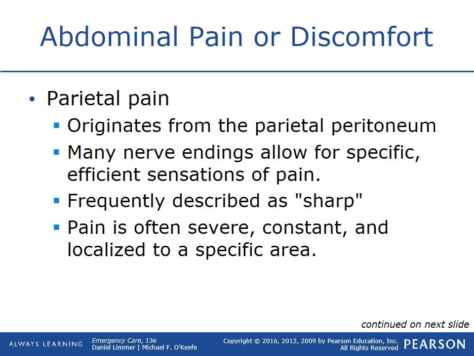The parietal pain originates from the parietal abdominal peritoneal lining. There are a lot of nerve endings which allow for specific, efficient sensation of pain. So these pains that are parietal are described as sharp. Pain is often severe, constant, and localized to a specific area.